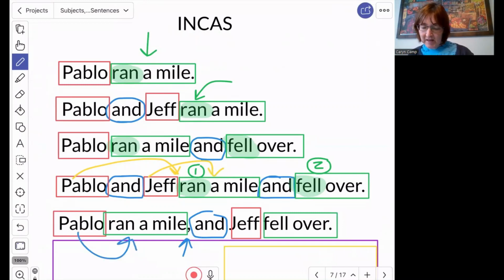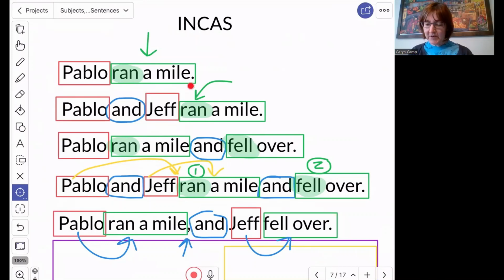Jeff is not. And only Jeff is falling over. Pablo is not. So with a compound sentence, we actually have two separate simple sentences that we're going to combine together with the word and, or a fanboy's conjunction. When we do that, that first period got turned into a comma.